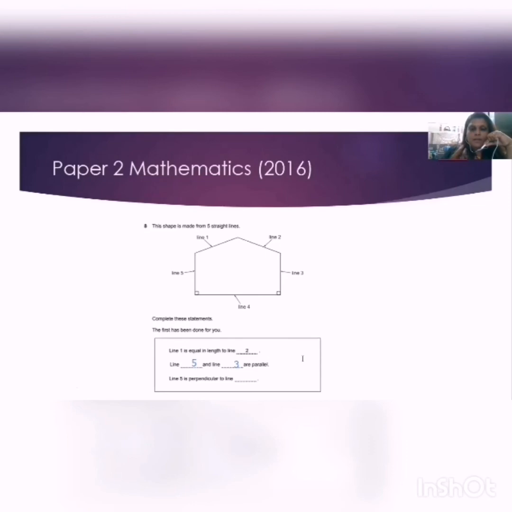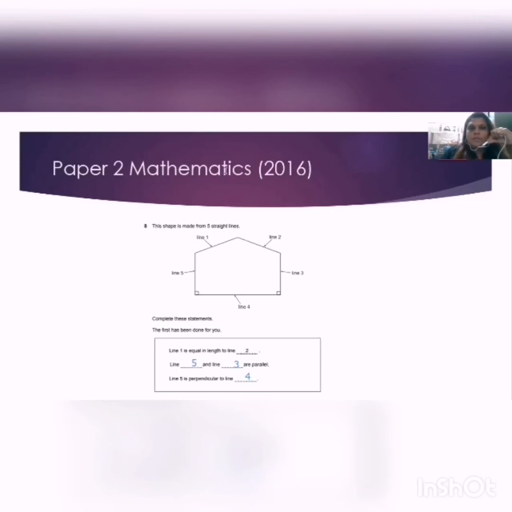So I'm going to write it: line 5 and line 3 are parallel. Now, line 5 is perpendicular to which line? Before you answer this question, you need to know what perpendicular means. A perpendicular line is when both lines meet at a right angle. If you look at line 5, it meets this line, and here is a right angle. Therefore, line 5 is perpendicular to line 4. So the answer for this is 4.